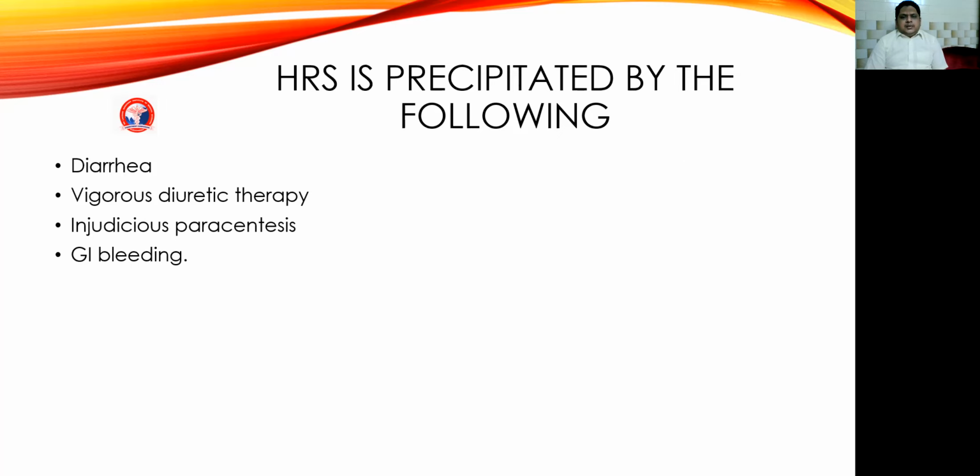Hepatorenal syndrome is precipitated by the following: diarrhea, vigorous diuretic therapy, injudicious paracentesis and prolonged GI bleeding. So in patients with cirrhosis having diarrhea, taking too many diuretics, or undergoing paracentesis and removing a large quantity of fluid from the ascites, and in case of upper GI bleed, this may precipitate HRS.